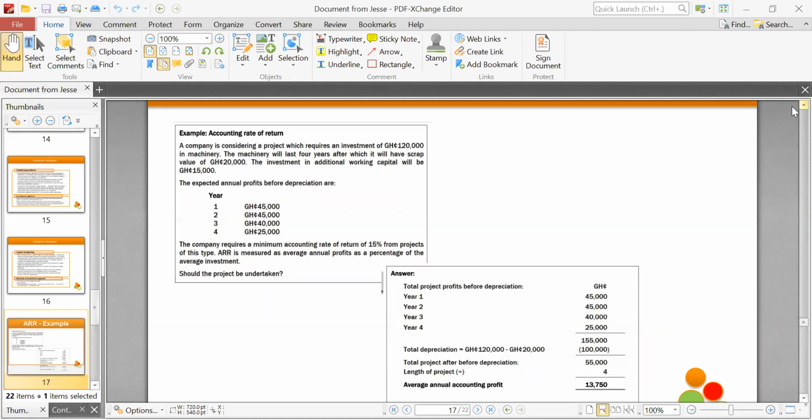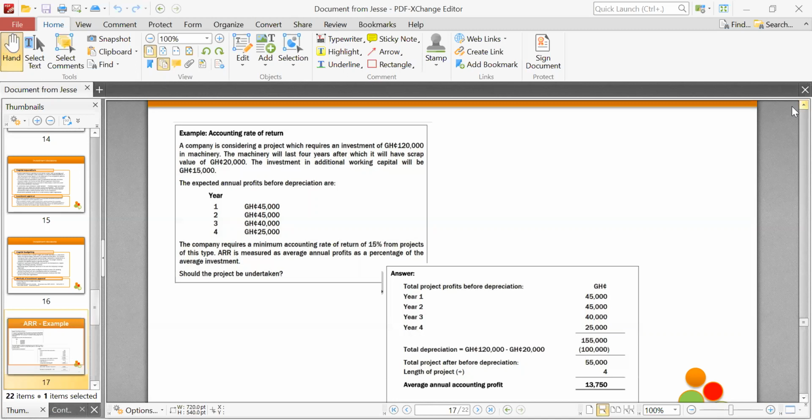So if you look at the average investments, it would be 120 plus 20 divided by 2, which is 70,000. If I'm right, it is 70,000.